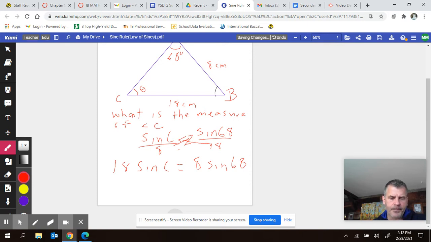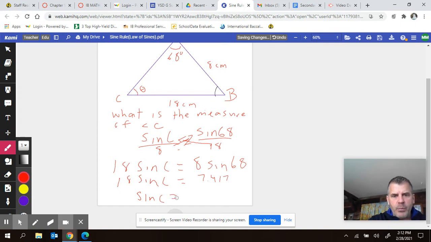And so when I do this, on the right-hand side, I'm going to have 8 times the sine of 68. That gives me 7.417. That's just a numerical amount. And now we're going to divide both sides from there by 18. I guess I won't do that yet. We're going to go 18 sine C. Let's stay algebraically sound here. So then we're going to divide both sides by 18. I'm not going to show that because I'm running out of space, if you don't mind.